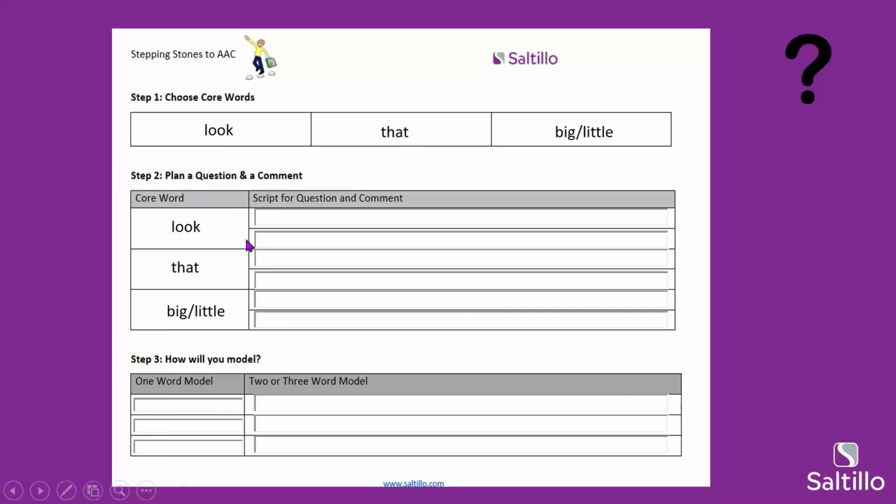All right, so back to our planning form here. What are some open-ended questions that we can use for the word look? So these are just the ones that I chose. So you guys were all right. Look, see, that, big, little. Nice. So what are some open-ended questions that you can use for the word look? And they can have look in the question, or the response can include the word look. So you can kind of mix and match.